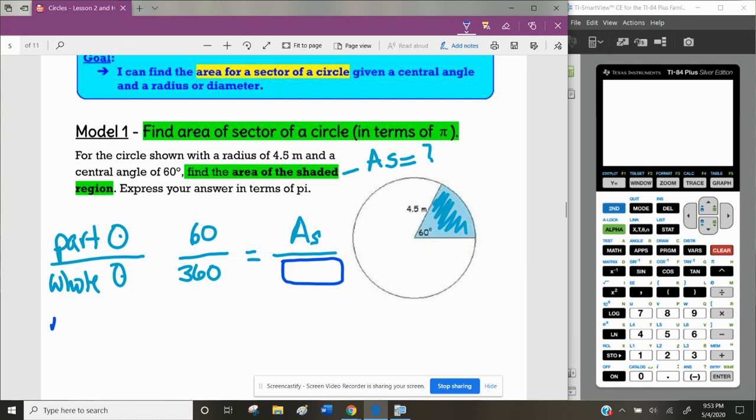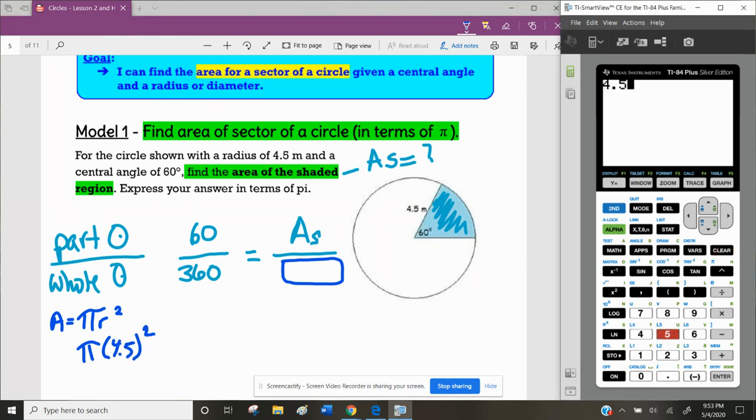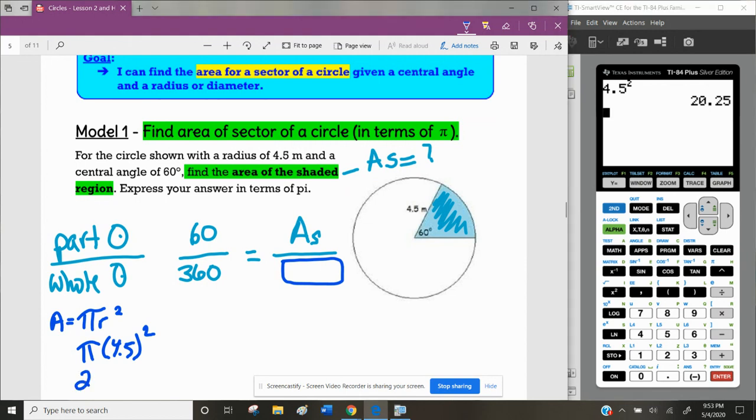What is this? Okay, well, that would be A equals pi r squared. All right, so pi times 4.5 squared. And I like to leave my answer in exact form until the very end. And here, since we are going to leave it in terms of pi, we are not going to press the pi button. So the whole circle has an area of 20.25 pi.